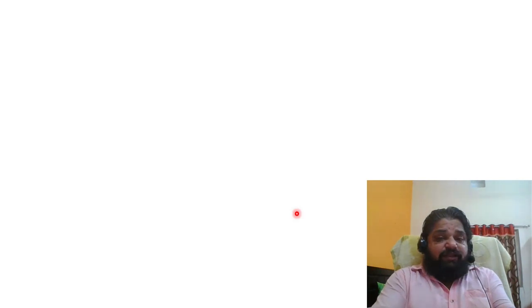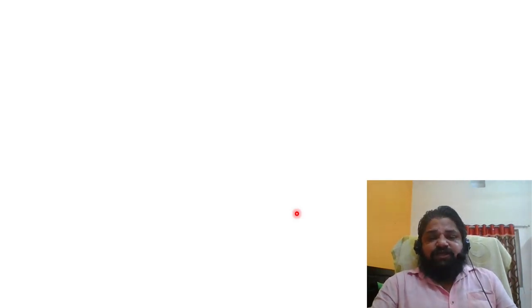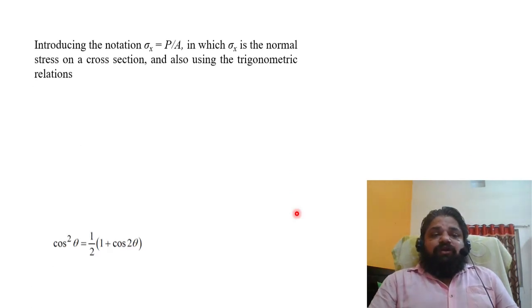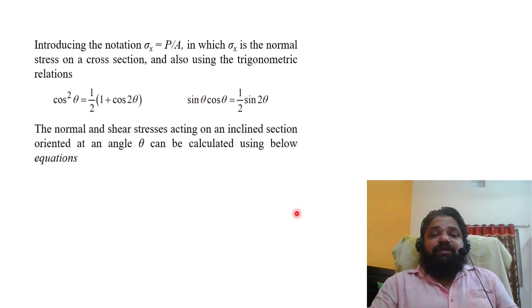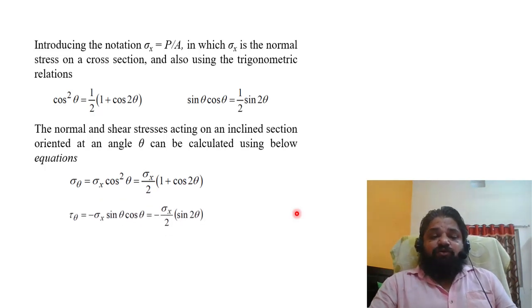Now here in this particular part, after discussing the uniaxial normal stresses, or the uniaxial loading on an inclined plane, and the shear and normal components, we now introduce the notation for the uniaxial case: sigma x is equal to P by A, in which sigma x is the normal stress on a cross section. Also, using trigonometry we can represent both the normal and shear stresses in another form, for the uniaxial condition only.